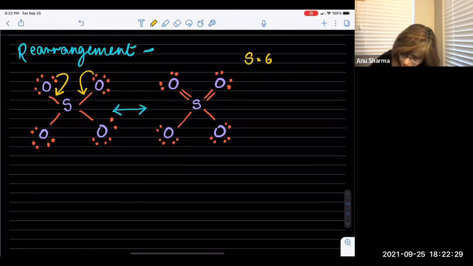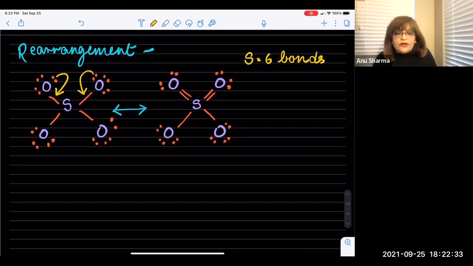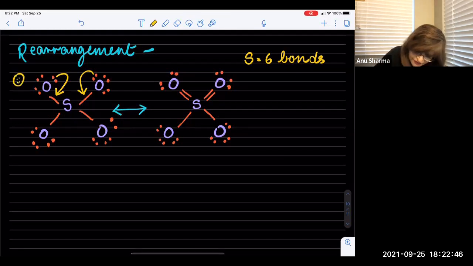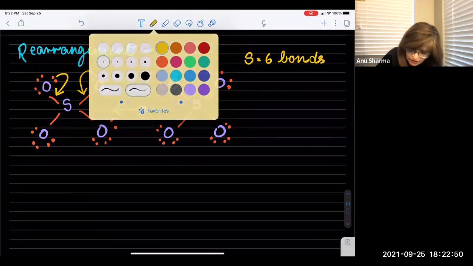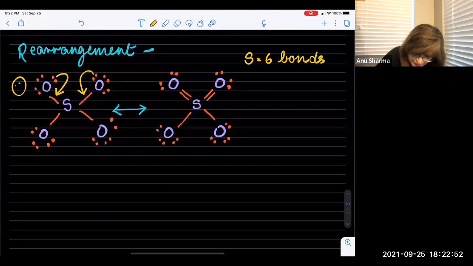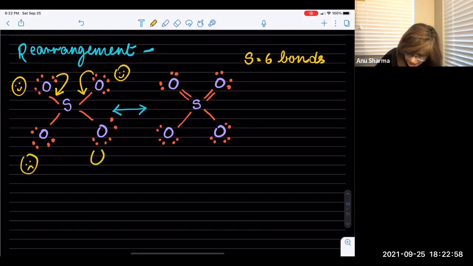sulfur is making six bonds. Now that's the maximum sulfur can do. Although each of the oxygens is capable of doing the same thing as the other two oxygens have done, giving their lone pairs to make the double bond, you know? So these oxygens are happy. This one is also happy, but the other two are not. They are not making the double bond. This one is happy, this one is also happy, but these two are not happy.